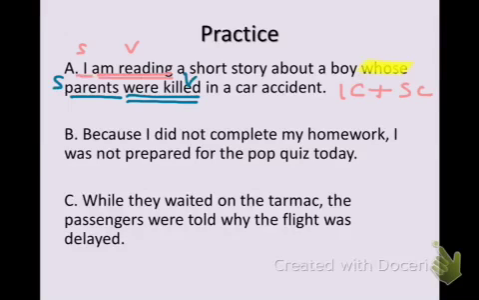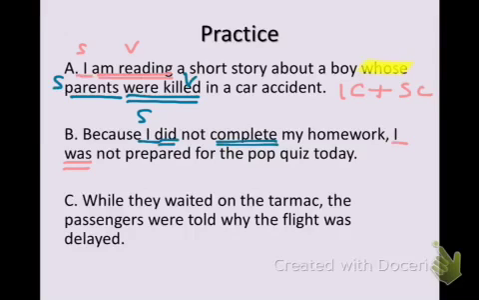In sentence B, because I did not complete my homework, I was not prepared for the pop quiz today. My subject is I. My verb is was. I should recognize that there are other subjects and verbs in that sentence as well. But again, there is no compound element with the conjunction there, so the subject is I, did complete.